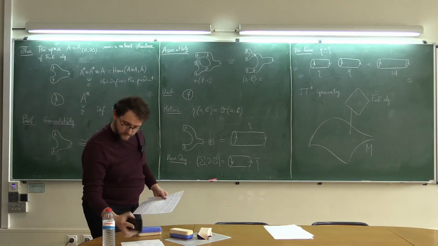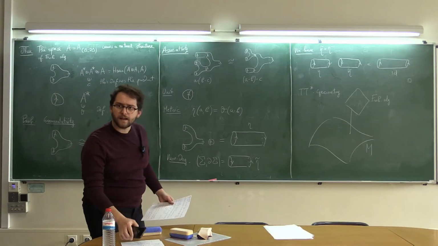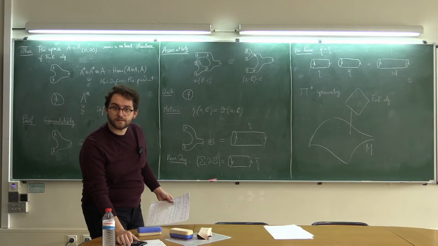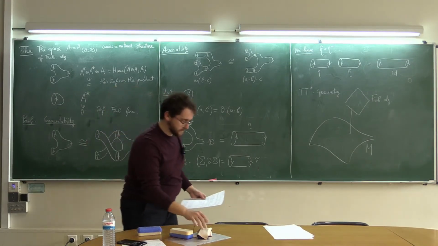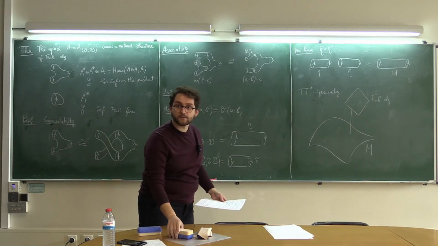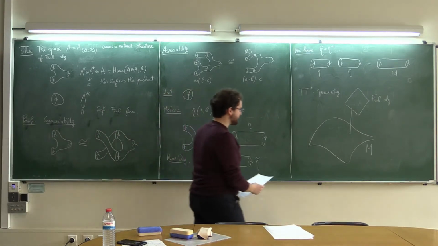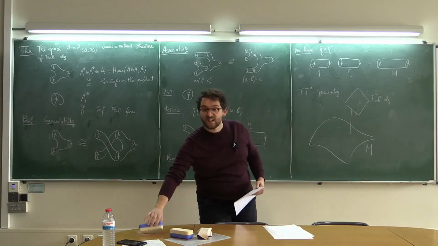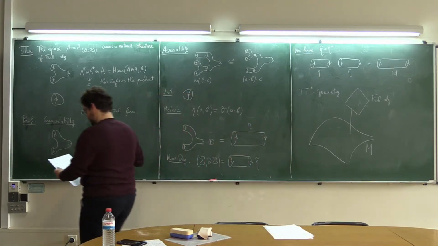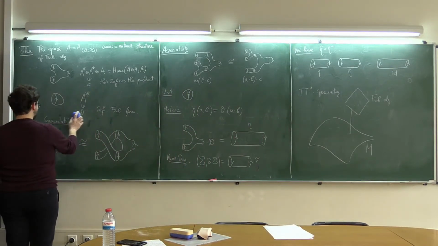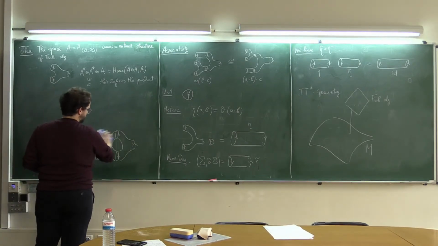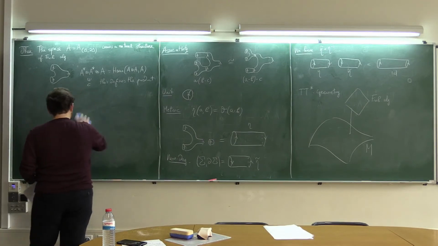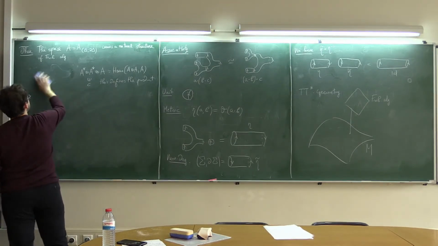Okay, so how much time do I still have? 25 minutes. Okay. So I can now introduce a Frobenius manifold.